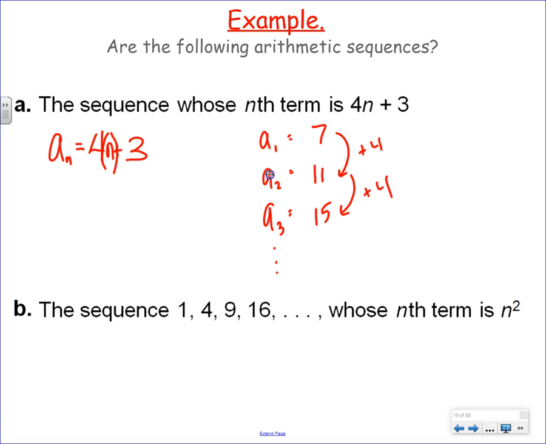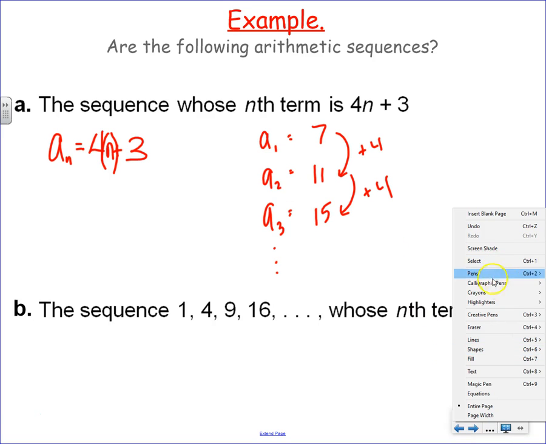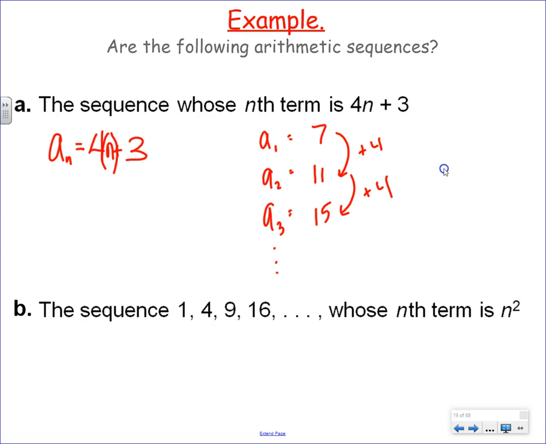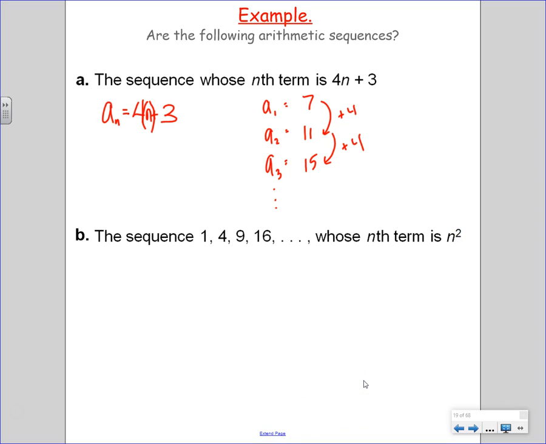So, is the first one arithmetic? The answer is yes. How about the next one, though? The first one is yes, and the reason that we could state that is we can say D is equal to 4. How about the second one?